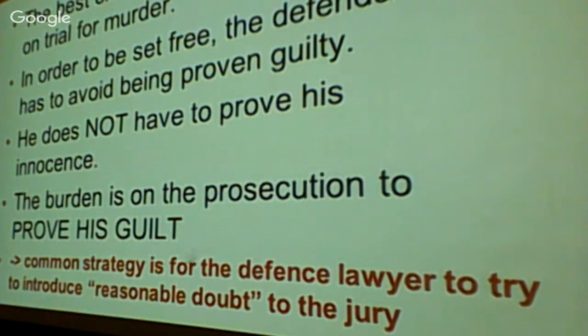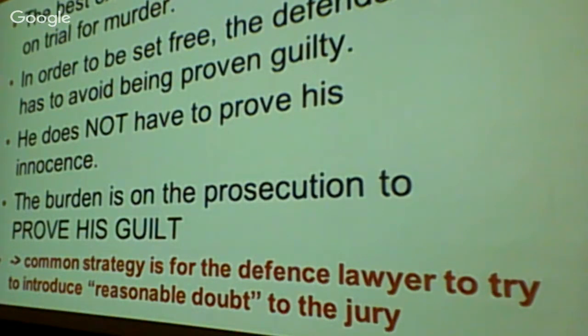A common strategy in a court of law is to try to introduce reasonable doubt to the jury. Maybe we found him with a knife in his hand and blood all over him, and the victim was lying at his feet. But he's got a twin brother that looks just like him. Maybe it was his twin brother. Is that reasonable doubt? I don't know. There's a lot of evidence to suggest that he killed the person, but now there's doubt.